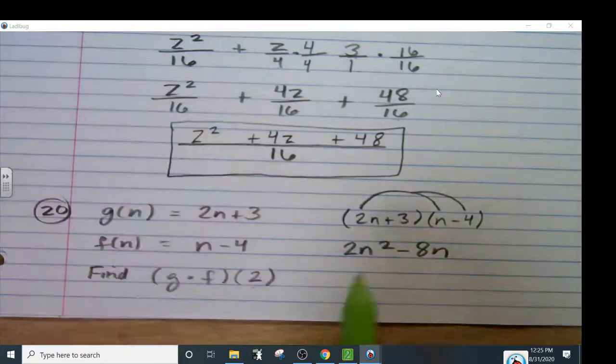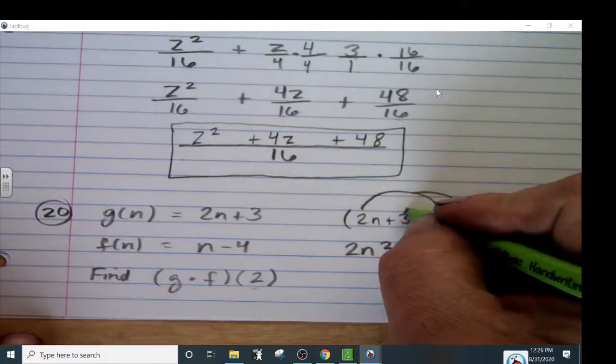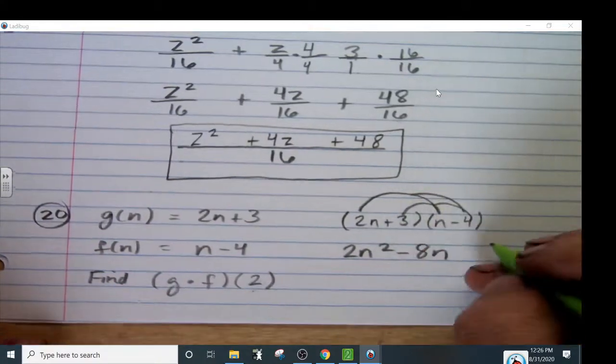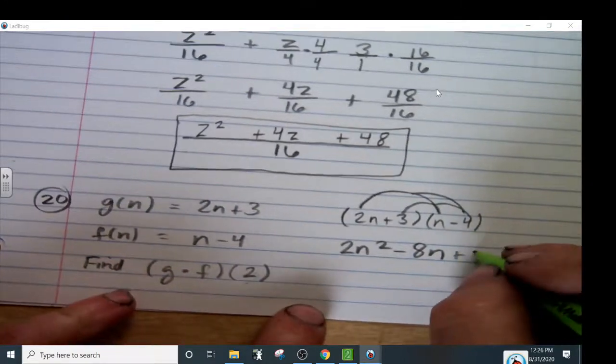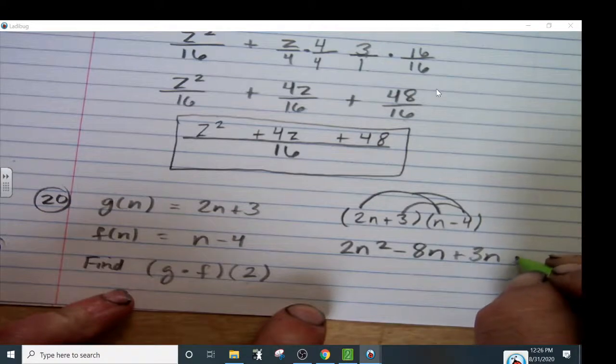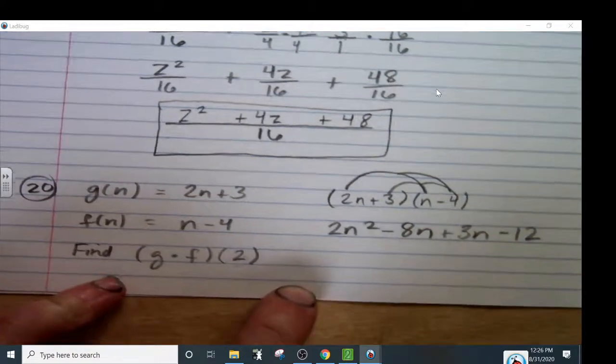Okay, so I've distributed this term into both of these. Now I'm going to come to my back term and distribute those into both of them. So that will be plus 3n minus 12. Okay.